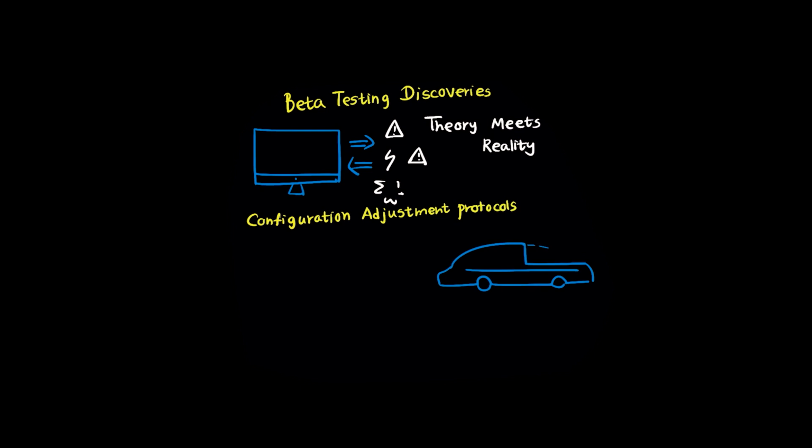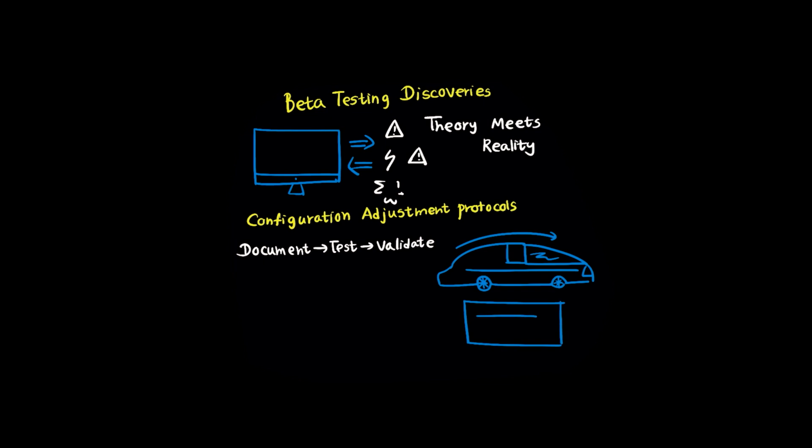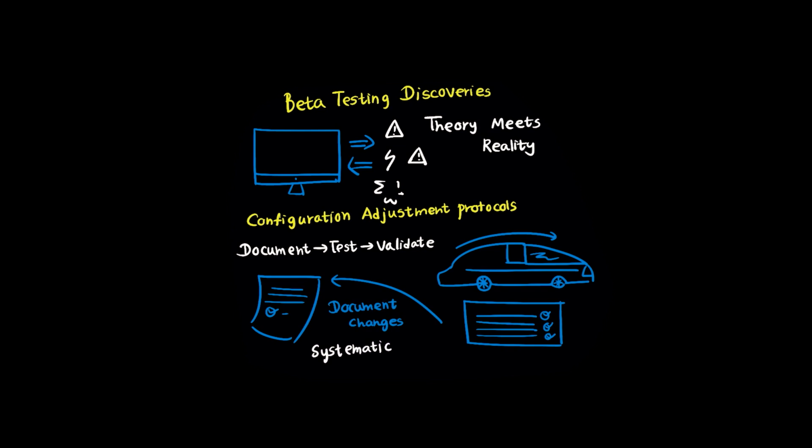Think of it as fine-tuning a race car during practice laps. Each adjustment is documented, tested, and validated before the next change. When nurses report that medication ordering takes too many clicks, we adjust the configuration, document the change, and retest. This creates a clear trail of what was modified and why. Other sites can replicate successful adjustments. It's methodical optimization, not random tinkering. Every change improves the system while maintaining testing integrity.